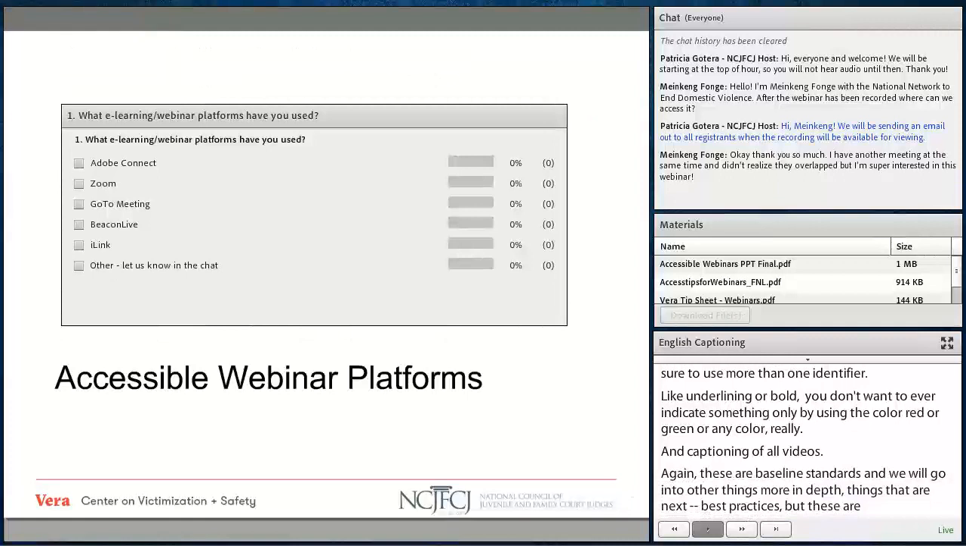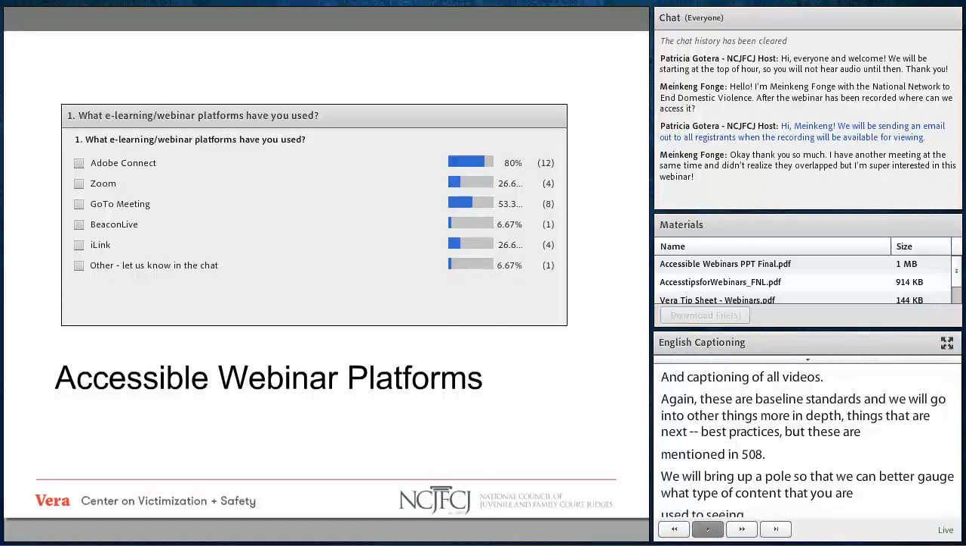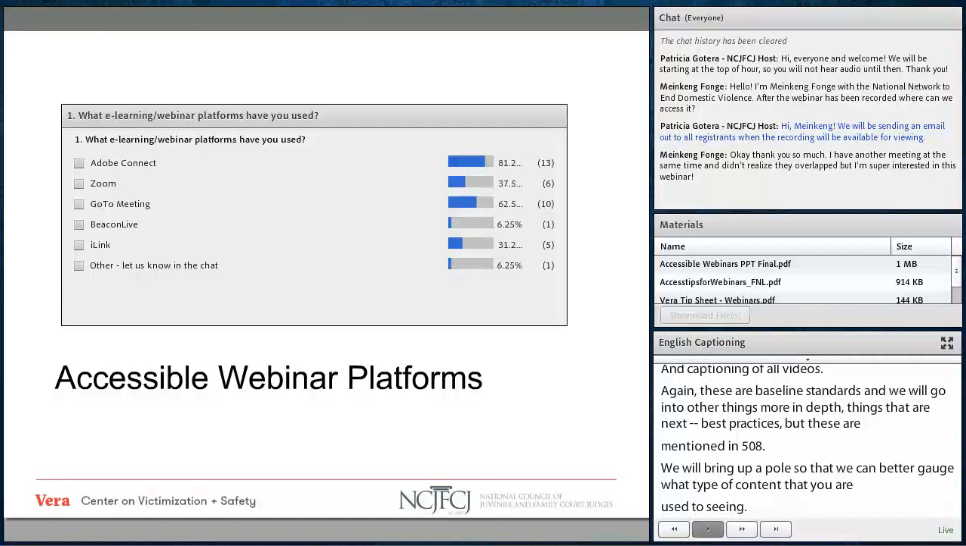All right, and so we're going to bring up a poll just so that we can better gauge what type of content you guys are used to seeing. In the poll that just came up, please indicate what e-learning or webinar platforms you have used in the past. And we have Adobe Connect, Zoom, GoToMeeting, Beacon Live, or iLink. There's also an other, so if you've used another platform, please let us know in the chat box.